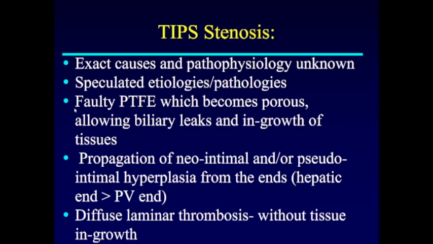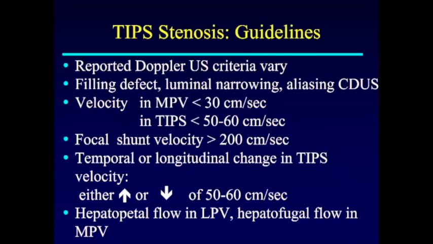People have said there is some faulty development of that PTFE. It becomes porous and it allows bile leaks and ingrowth of tissue. There could be propagation of neointimal or pseudointimal hyperplasia, usually from the ends, particularly from the hepatic venous end more than the portal venous end, into the shunt. And then sometimes you just have diffuse laminar thrombosis without tissue ingrowth.